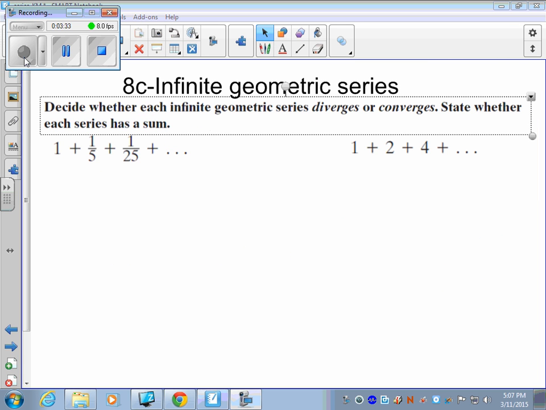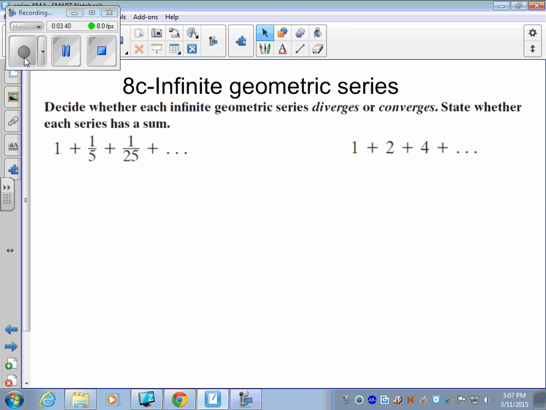All right, now let's get to 8C. 8C is infinite geometric series. We have to decide whether each infinite geometric series diverges or converges. If it diverges, it's going to diverge towards infinity, so the numbers are going to add up towards infinity. If it converges, you're converging on something. So when you're adding this up, it's going to add up towards a number. It's going to get really, really close to a number.